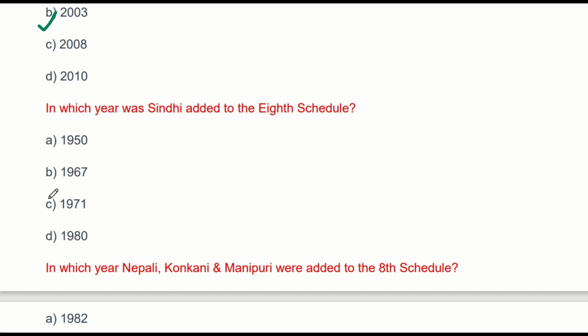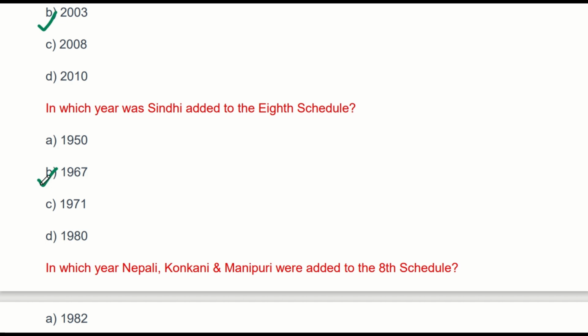1950. B. 1967. C. 1971. D. 1980. And right option is option B.